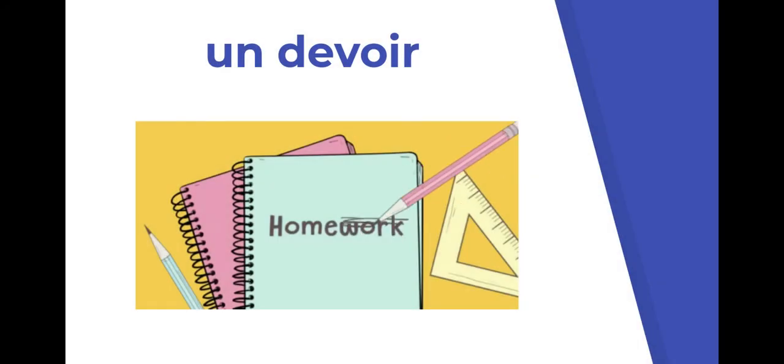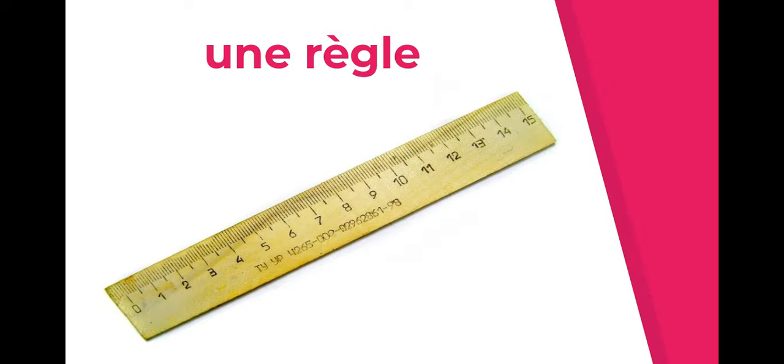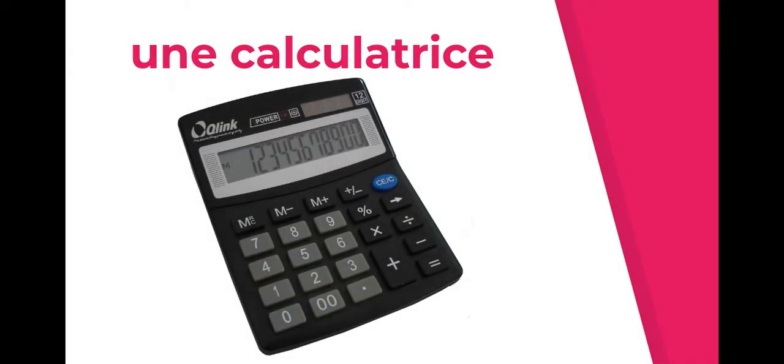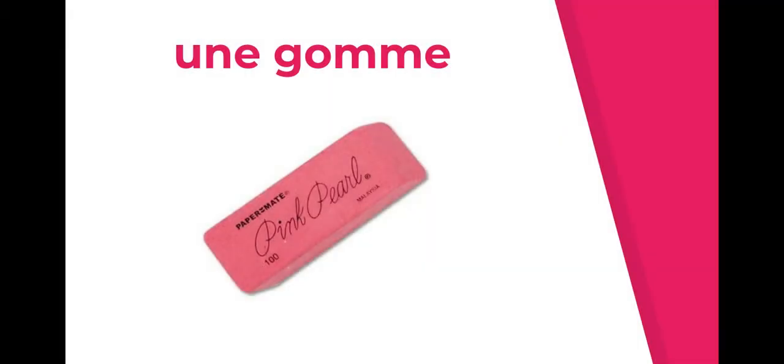Alors, en anglais, un devoir is homework. Okay, une règle is a ruler, and that's also like les règles are rules. So that's kind of interesting. We got the same word. Une calculatrice, c'est un calculator. Oui, très bien. Une gomme is not the gum that you chew in your mouth. That's something else. Une gomme is an eraser.